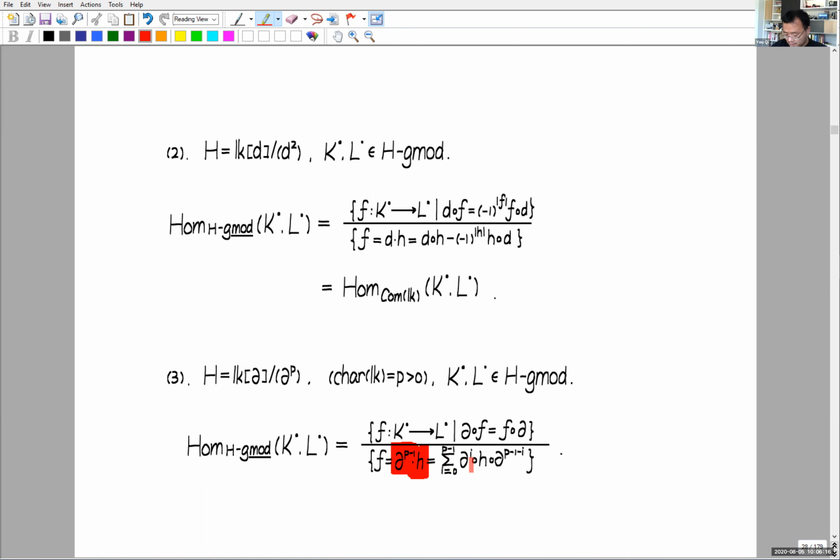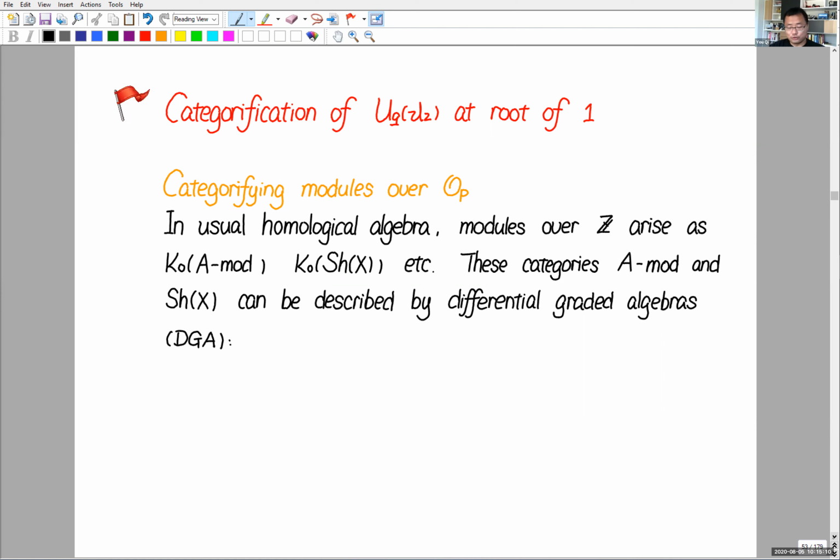Okay, so this brings us to the notion of how we categorify modules over O_p. So let's try to think about this. In the usual homological algebra, when you want to find interesting Z-modules from either geometric representation theory, symplectic geometry or algebraic geometry, you try to produce some important categories, like categories of sheaves or representations, like category O, or constructible sheaves in symplectic geometry. And these categories sometimes have very interesting Grothendieck groups. So that's the old sense of categorification.